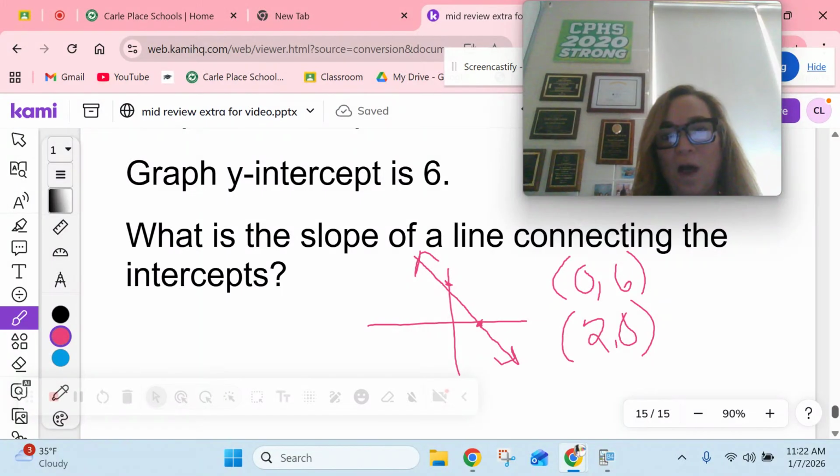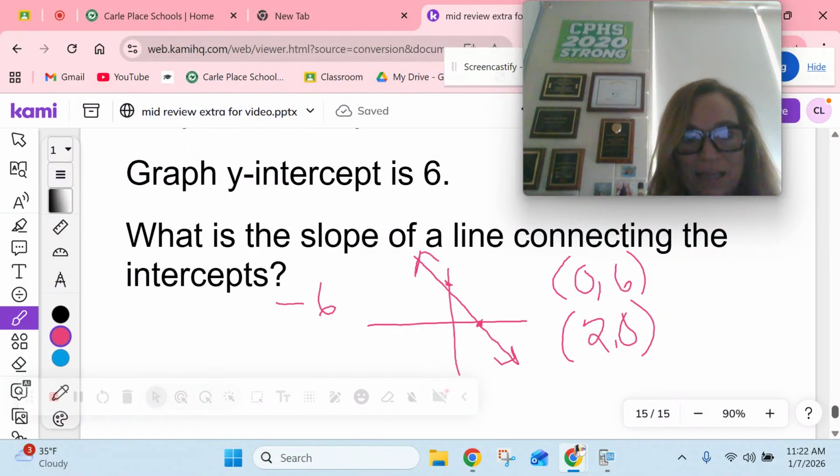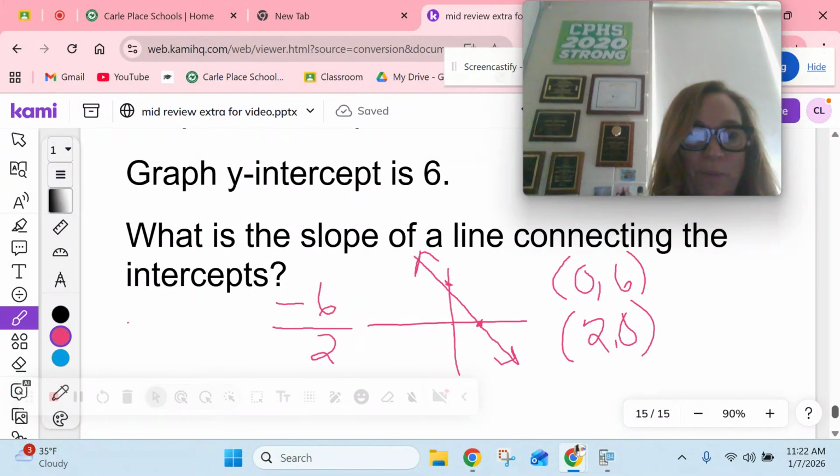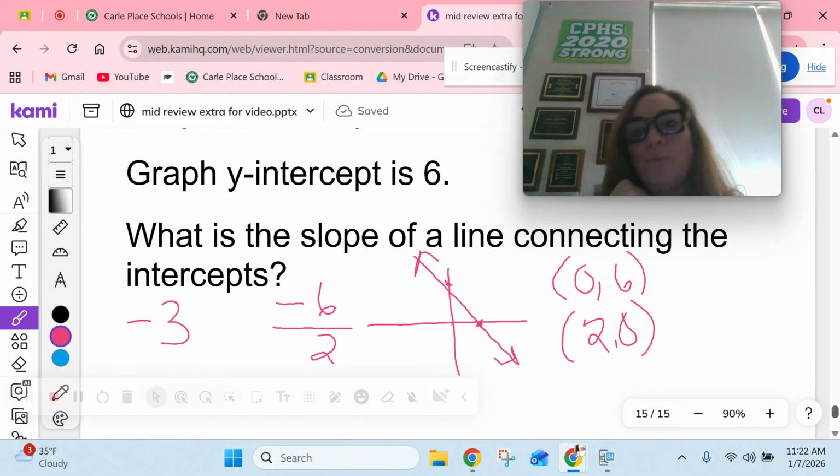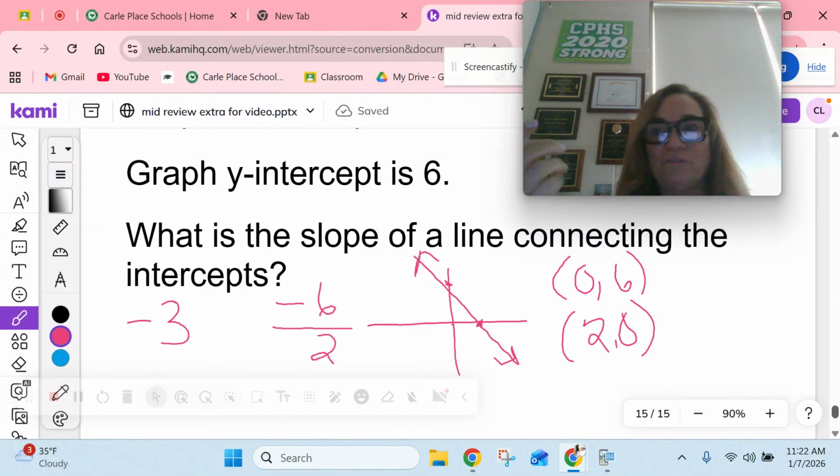Slope is change in y. Well, the y went down 6. The y was here, it went down to here. Y went down 6 over change in x, the x went over 2, so the slope has to be negative 3. Yeah, it's a super easy one. I think the picture helps, but the points help because if you have 2 points, you can do slope, you can use a calculator, etc.